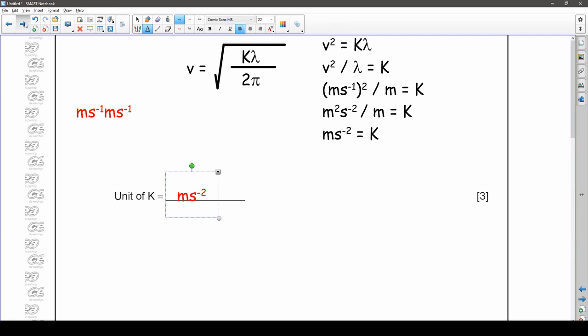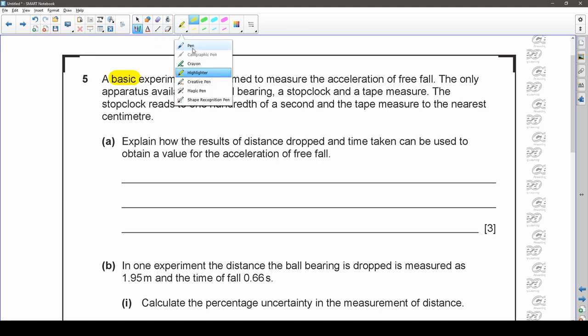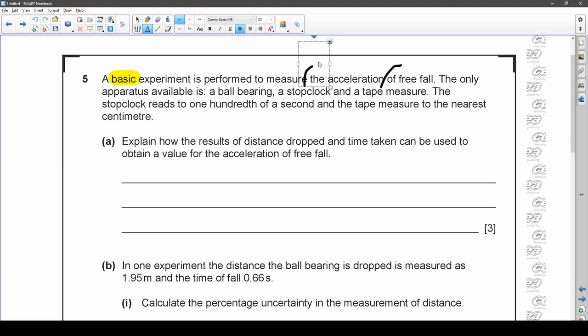And we're on to our final question. A basic experiment. So we're immediately looking at somewhere they're going to ask us to improve this. A basic experiment is performed to measure the acceleration of free fall. The only apparatus available is a ball bearing, a stop clock, as we're running through this, let's think about what we can get. So we've got a stop clock, a tape measure. The stop clock reads to 100th of a second, and a tape measure to the nearest centimetre. So we're going to have a time, and we're going to have a distance.